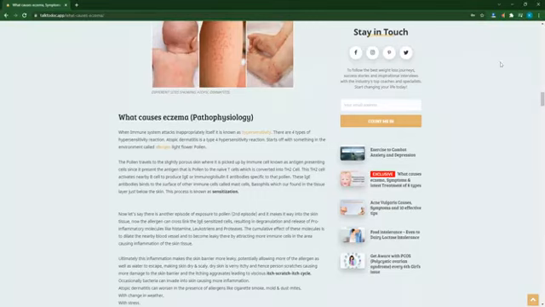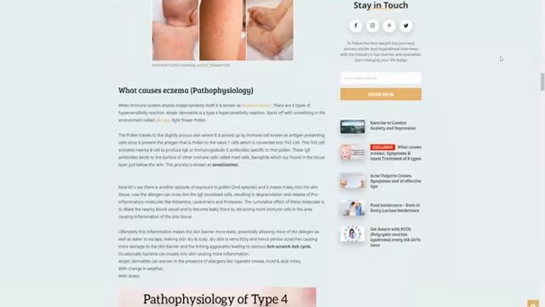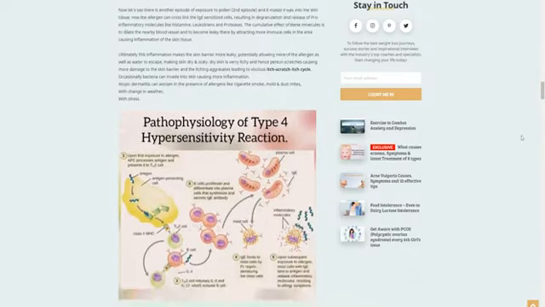Now let's say there is another episode of exposure to pollen, a second episode, and it makes its way into the skin tissue. Now the allergen can cross-link the IgE-sensitized cells, resulting in the release of pro-inflammatory molecules like histamine, leukotrienes, and proteases. The cumulative effect of these molecules is to dilate the nearby blood vessels and make them leaky, thereby attracting more immune cells to the area, causing inflammation of the skin tissue.